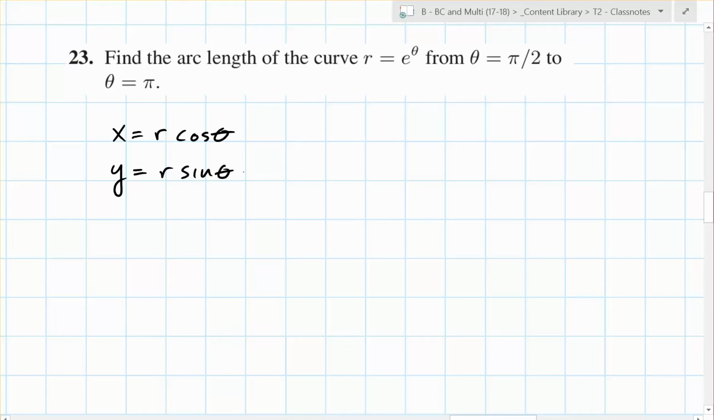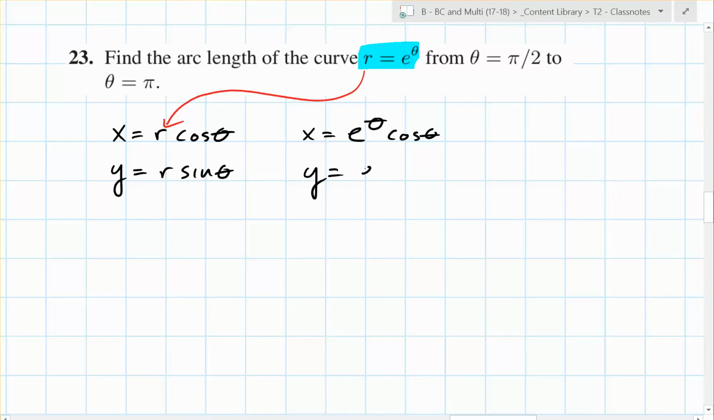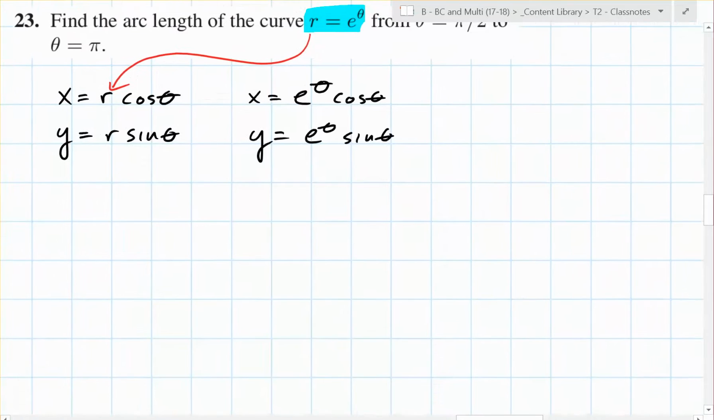Are we 100% sure of that? Or is it r sine theta and r cosine theta? Which one? Is this it? Awesome. So do we have a value for r? Yes. So where do we plug that in? For r. So now what do we have? We now have x equals e to the theta cosine theta, and y is equal to e to the theta sine theta. So what do we need to find now?